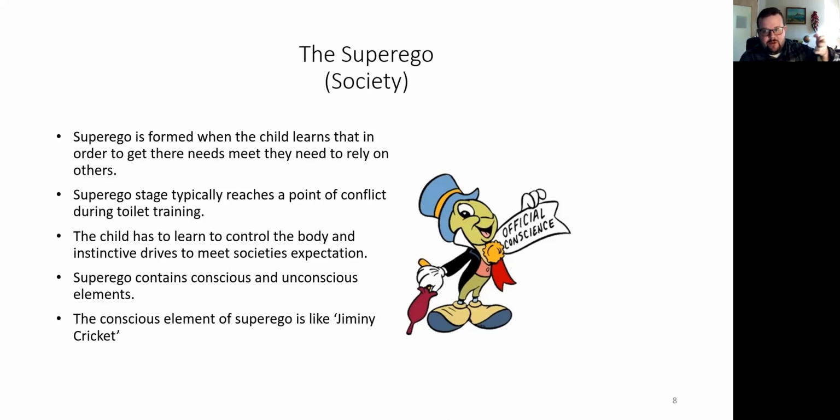We internalize the norms and values of society, and it creates this consciousness, this official conscience of how we should be. So, those critical voices, those negative voices in your head that you should be doing this, you should be doing that, that can come from the superego. So, really, from this model, what happens is the superego typically reaches a point of conflict during toilet training.